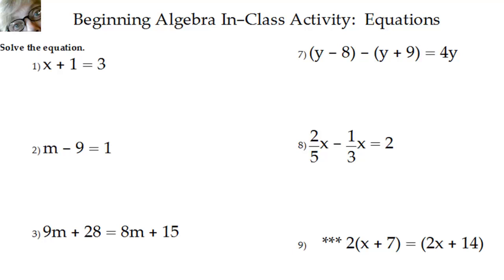So I'll do yours again. 2/5 x minus 1/3 x equals 2. Is that 2/5? Yeah. Okay. All right, so this is 2/5 x plus negative 1/3 x equals 2.